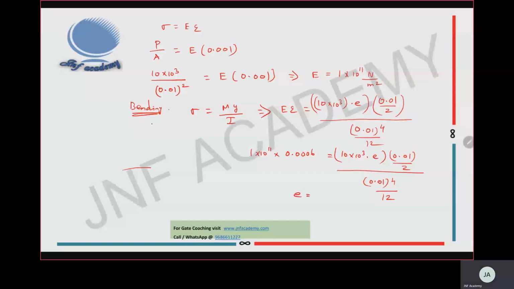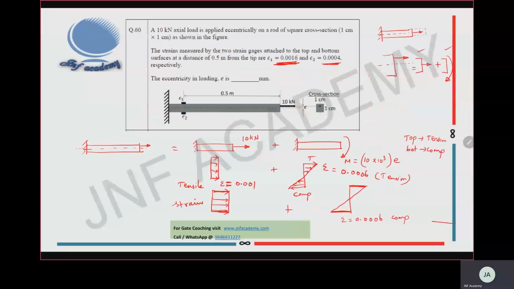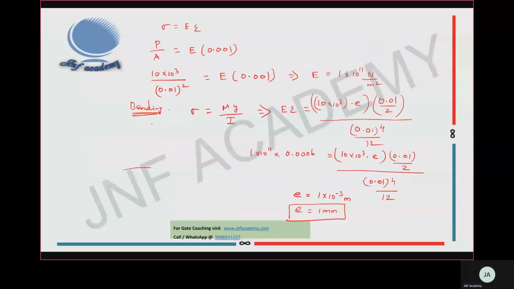Okay. So after simplifying, I got 10 power minus 3, that is equal to 1 mm. I think the answer is in mm only. Yes, 1 mm. The eccentricity is 1 mm. If you want, you can cross check it. You use this in the bending equation and cross check it.